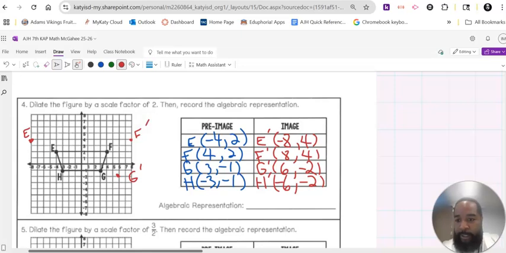Make sure you don't forget your prime notations. And then H would be negative 6, negative 2. So as we can see, this shape is quite a bit larger when we connect all the dots, right? So the algebraic representation here was we multiplied all values of x and y by 2, or 2x comma 2y.